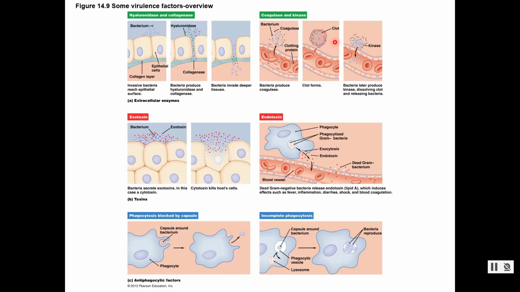After a while, the bacteria will switch and start producing another enzyme called kinase, which dissolves the clot. So instead of just a few bacteria, which your immune system could detect and get rid of very quickly, it has been hiding in this clot and producing a whole bunch of bacteria. The kinase releases all those bacteria at one time, and it can quickly overwhelm your immune system. This is another virulence factor. It allows it to avoid detection and elimination by the immune system.